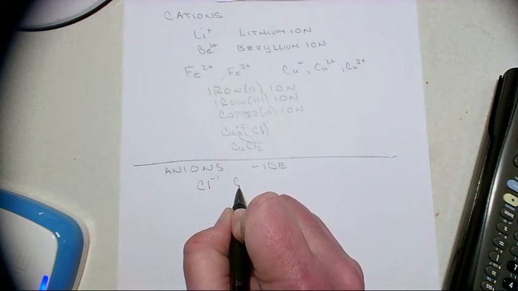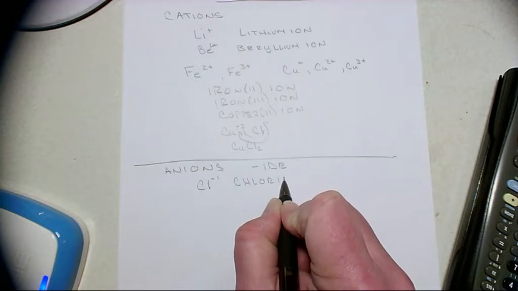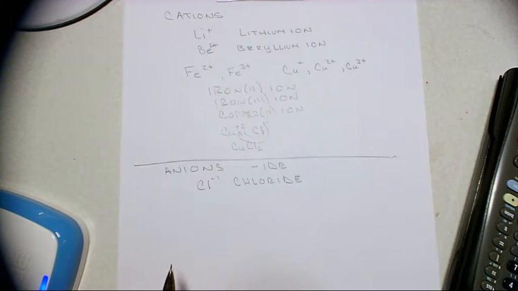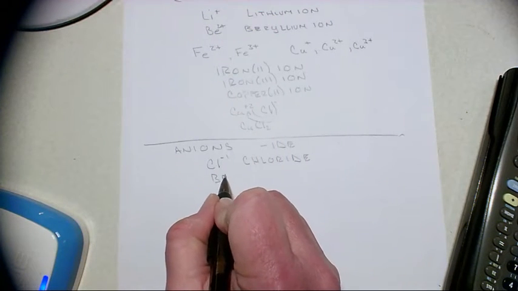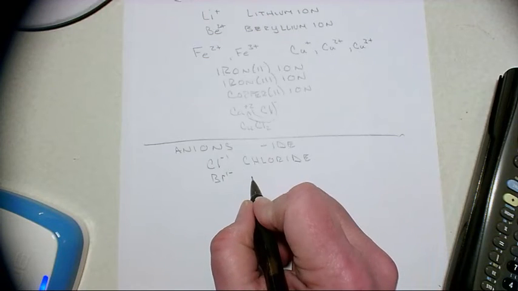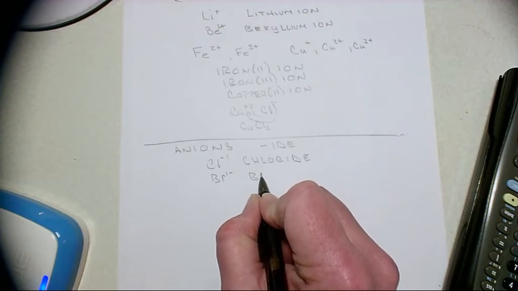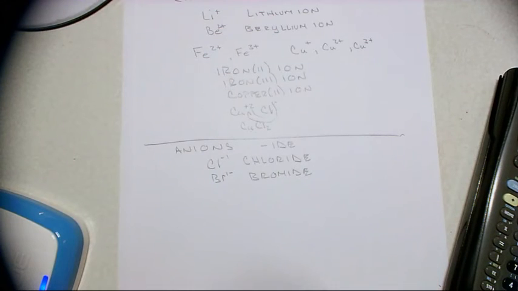So it will become, instead of chlorine, chloride. Bromine, we'll take it from the same column. Br, 1-. Instead of bromine, it'll be bromide. See? Not so bad. A little bit more to stick into the back of the brain, but not so bad.